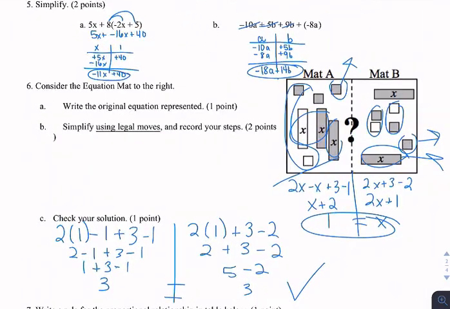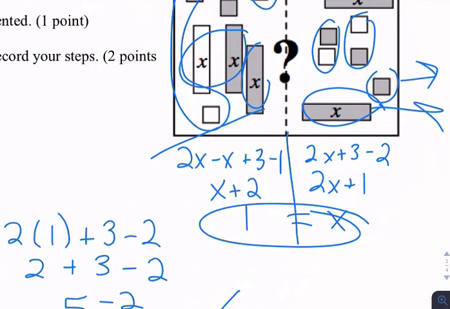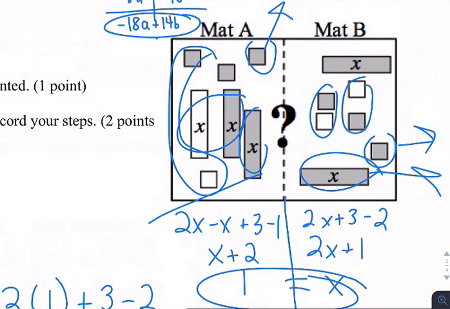All right, and then number 6. Consider the equation mat to the right. Write the original equation represented. So making sure you're actually starting by doing that. Before I did any sort of simplifying, I just wrote what tiles I saw. So I had 2 positive x's, 1 negative x, 3 positive 1's, 1 negative 1. And then I had 2 positive x's on mat B, 3 positive 1's, 2 negative 1's.